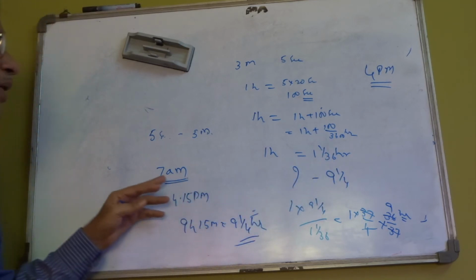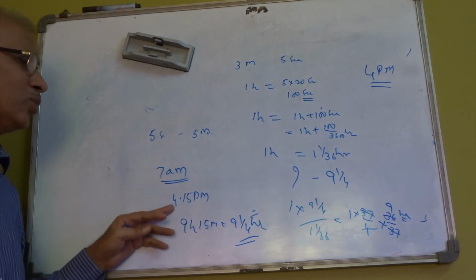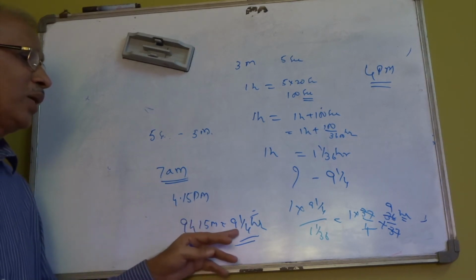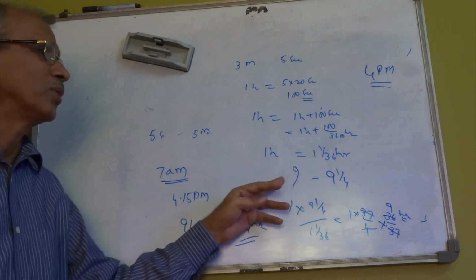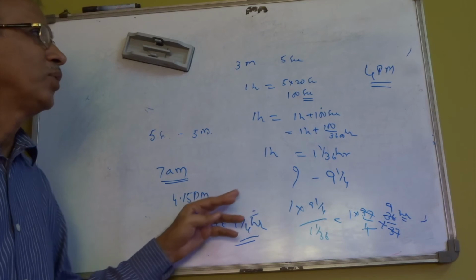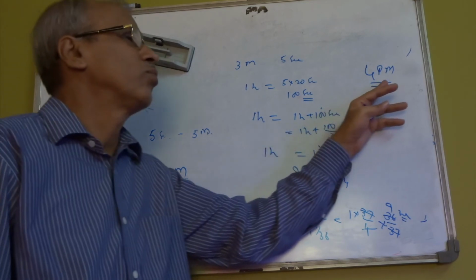Now at 7 a.m. it was set right. Now it is showing 4:15 p.m. It is 9 1/4 hours. 1 hour it is this much. 9 1/4 hours, how much? It's 9 hours. From 7, 9 hours is 4 p.m.